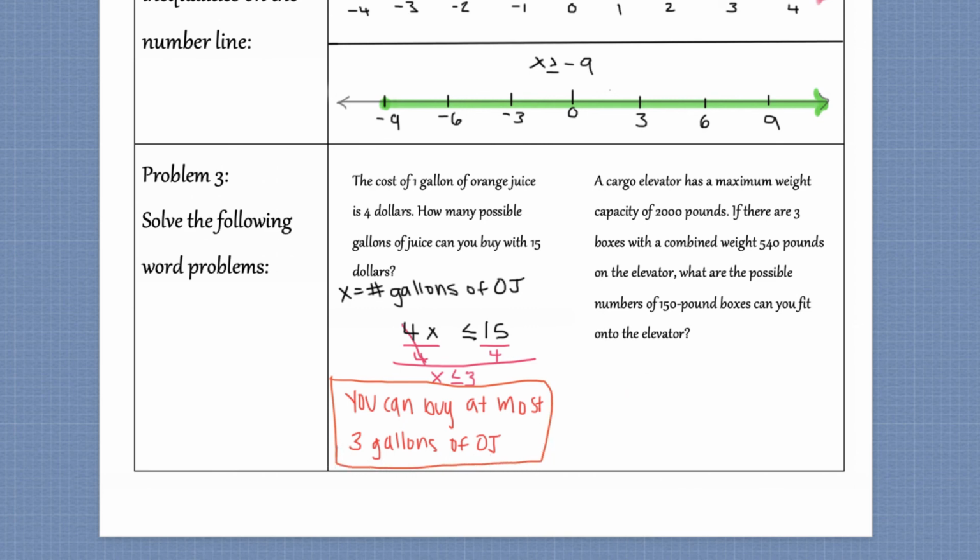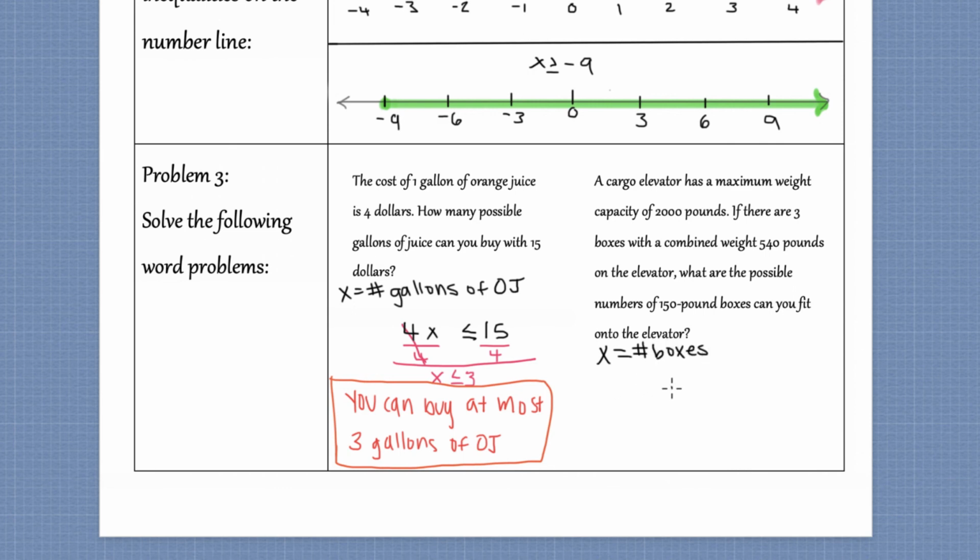Our next one says that a cargo elevator has a maximum weight capacity of 2,000 pounds. If there are 3 boxes with combined weights of 540 pounds on the elevator, what are the possible number of 150-pound boxes you can fit onto the elevator? So first what we have to do is define our variable. So x is going to be equal to the number of boxes you can fit onto the elevator.